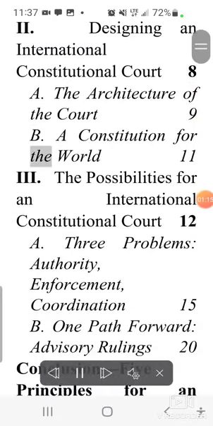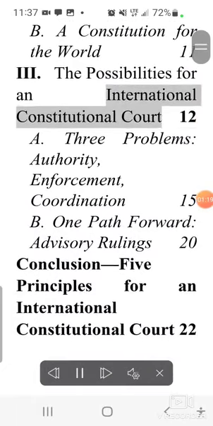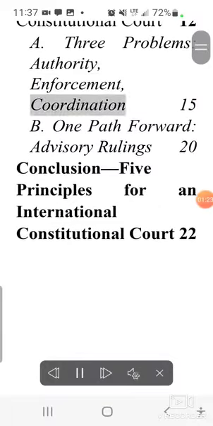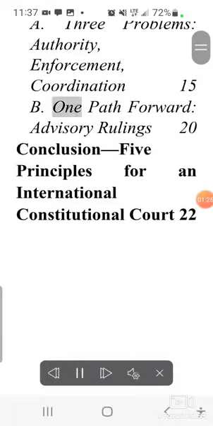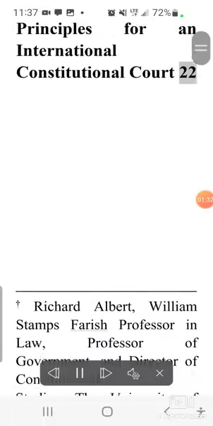B. A Constitution for the World, 11. 3. The Possibilities for an International Constitutional Court, 12. A. 3 Problems: Authority, Enforcement, Coordination, 15. B. 1 Path Forward: Advisory Rulings, 20. Conclusion: 5 Principles for an International Constitutional Court, 22.